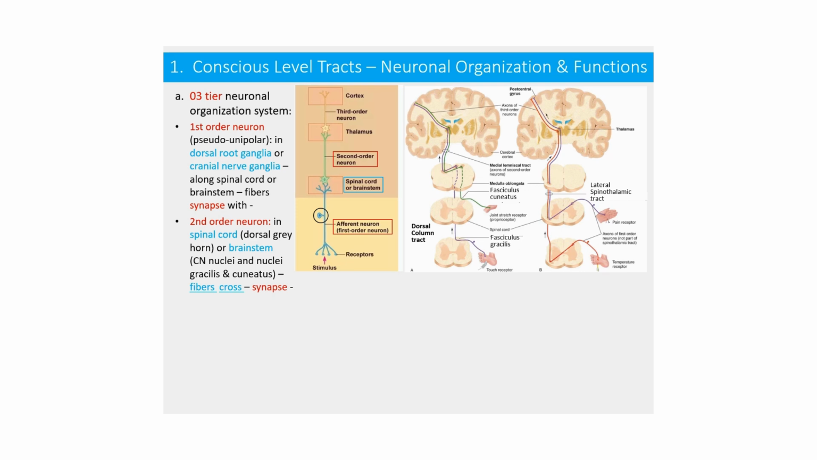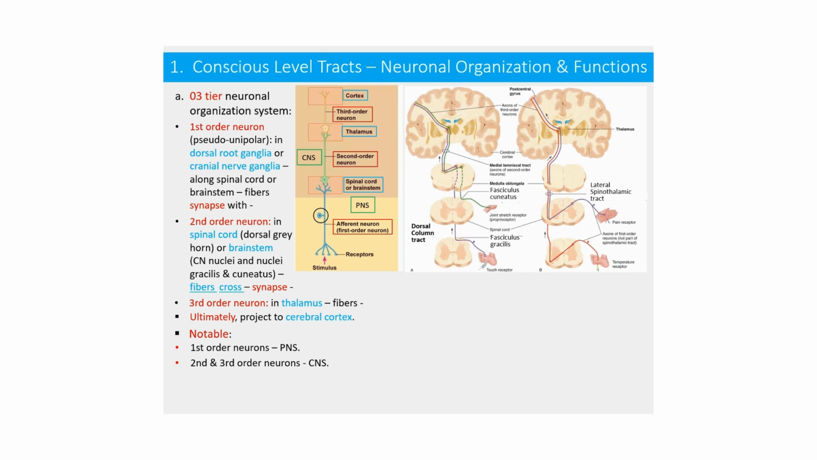The fibers of the second order neurons send and synapse with the third order neurons in the thalamus. The fibers of the third order neurons ultimately project to the cerebral cortex. Notable in this whole organization is that first order neurons are present in the peripheral nervous system, whereas the second order and third order neurons are present in the central nervous system. Now we come on to the tracts and their functions.